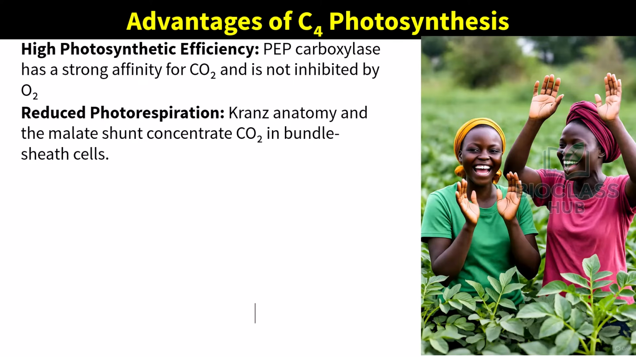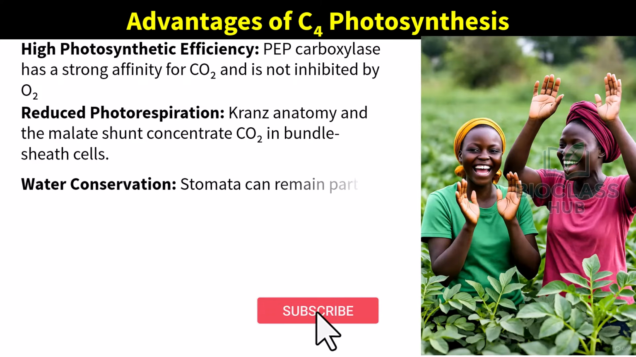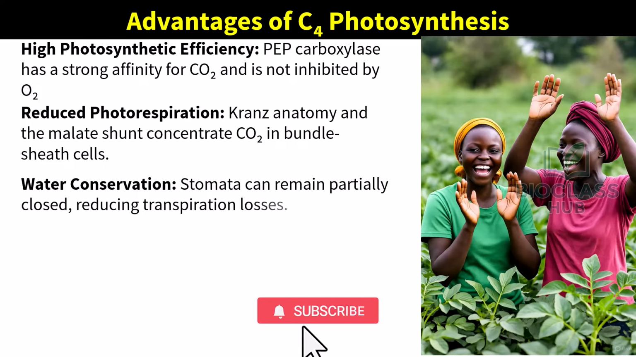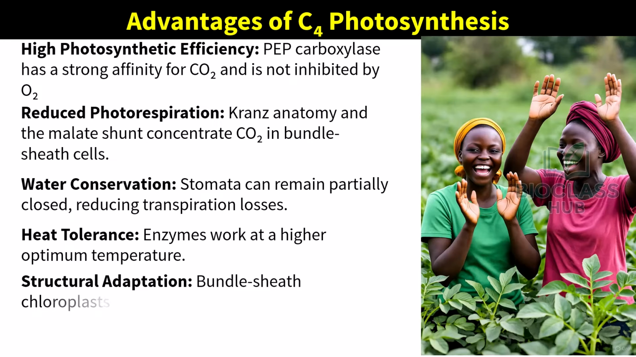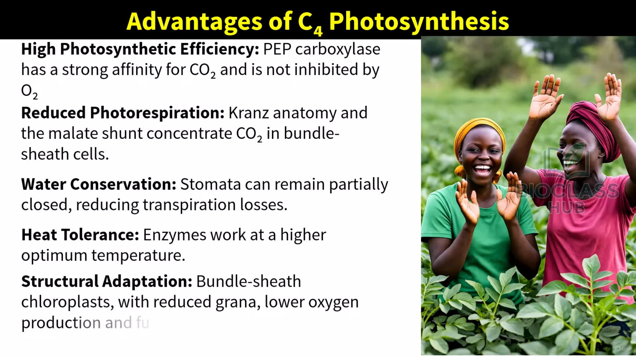Water conservation. Stomata can remain partially closed, reducing transpiration losses. C4 plants lose about half the water per carbon dioxide fixed compared to C3 plants. Heat tolerance. Adapted to high temperatures and intense light, C4 plants maintain photosynthesis where C3 plants become inefficient. Structural adaptation. Bundle sheath chloroplasts, with reduced grana, lower oxygen production and further suppress photorespiration.